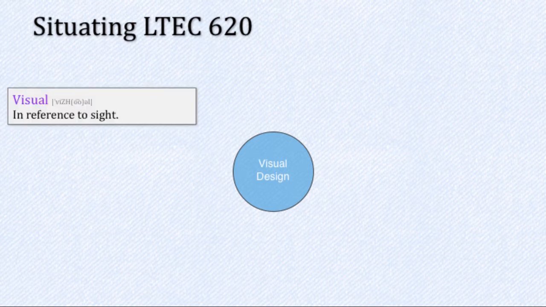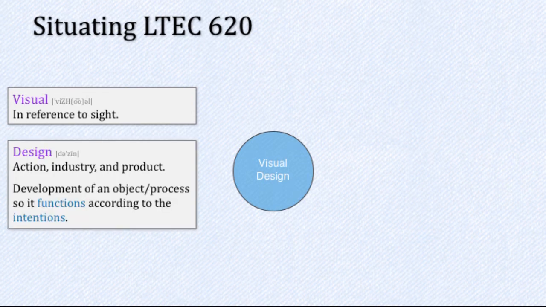What is LTEC 620 all about? Well, as the name suggests, it's a course about visual design. We can ease our way towards understanding what that means by examining what each of those words, visual and design, actually mean. Of course, the word visual suggests a reference to sight. If something is visual or visible, it is perceivable by the eye.